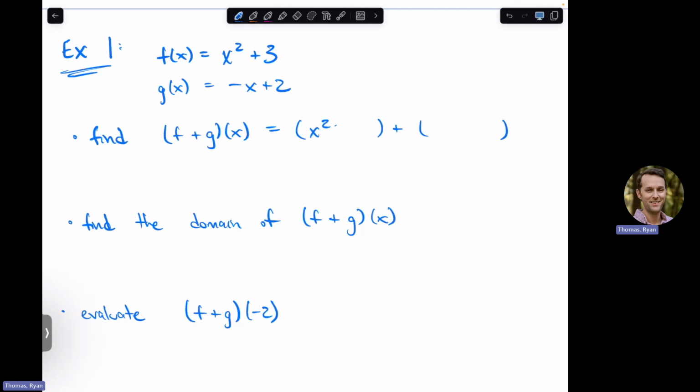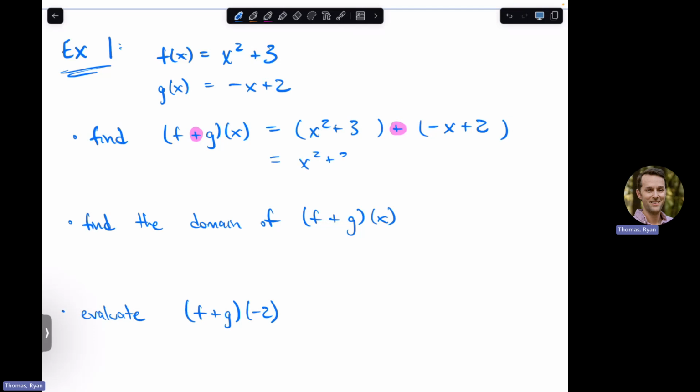x squared plus 3, that's f, plus negative x plus 2. Plus there because the problem said find f plus g, right? So that part's given. That's part of the question. Okay, then add and combine like terms.